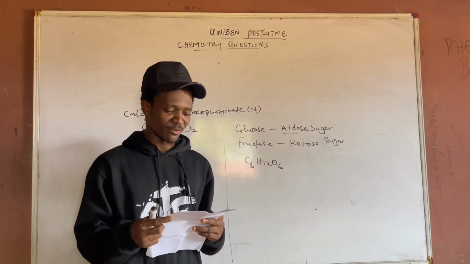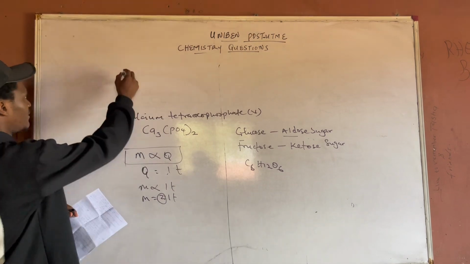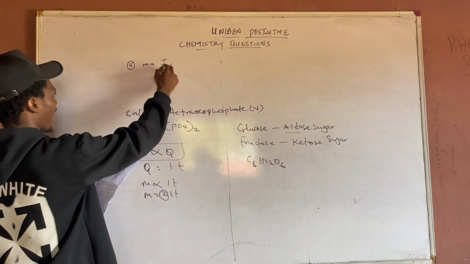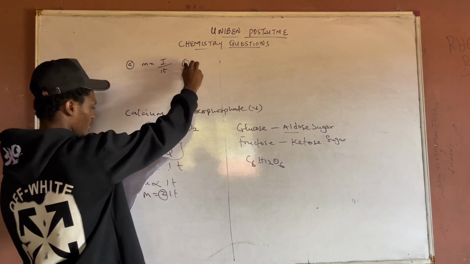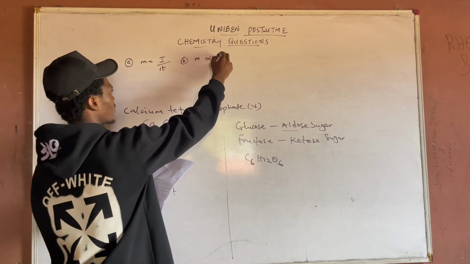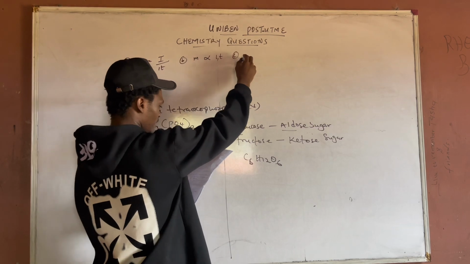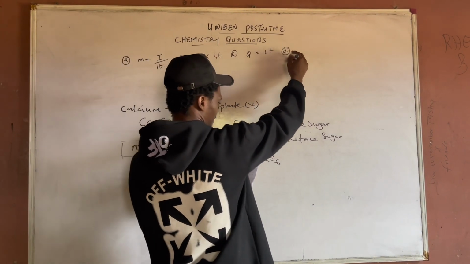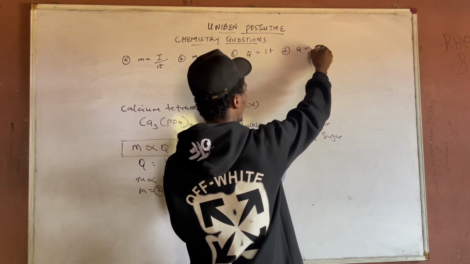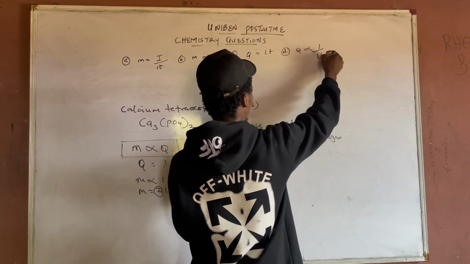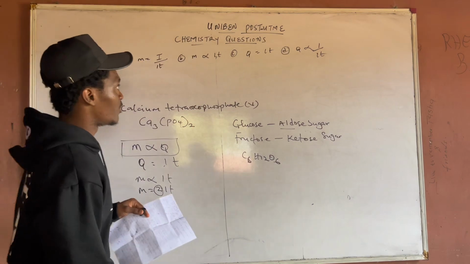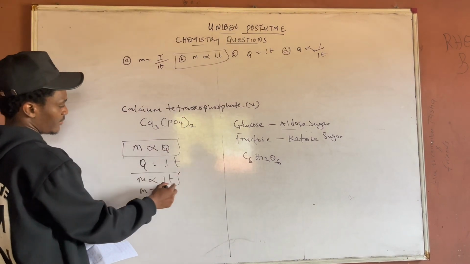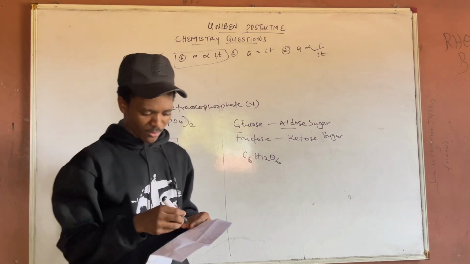So the options that were provided, A was M is equal to I over IT. Then B, we have M directly proportional to IT. Then C, we have Q is equal to IT. Then D, we have Q is directly proportional to I and inversely proportional to IT. So the best option to go with is actually B, judging from this. So that's the correct option.